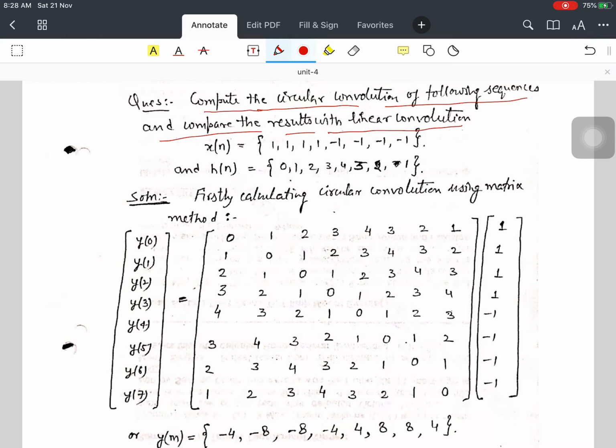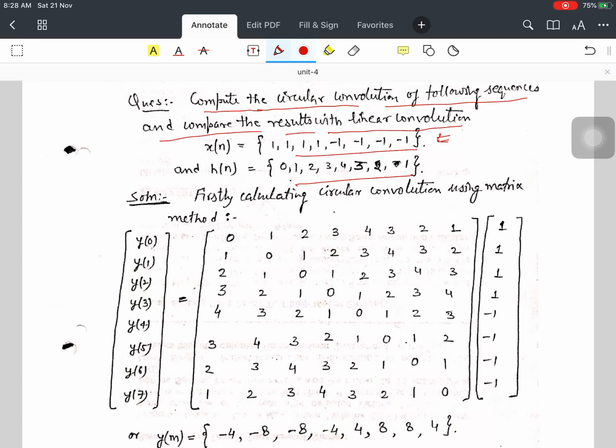In this example, x(n) is given, x(n) equal to 1, 1, up to minus 1, and h(n) is also given. In this question it is not mentioned that you have to calculate with the help of the matrix form or the W_N form, so you can use any one of the methods. Here I am using the circular convolution matrix method.